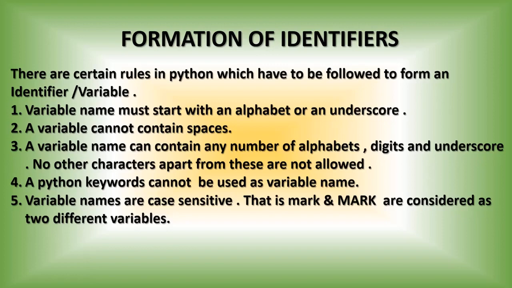One more time, let's go through the rules. The first one: a variable name must start with an alphabet or underscore. It cannot contain space in between. It cannot start with a digit. It is a combination of alphabets, digits, or underscore. Keywords cannot be used as a variable name. And variable names are case sensitive. One by one, I'll try them out in Python.